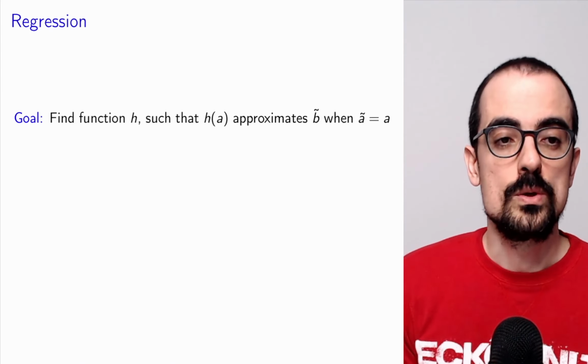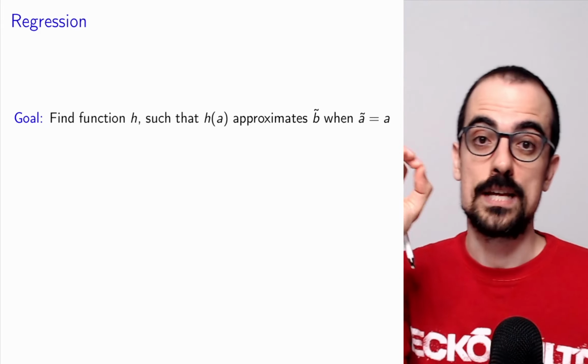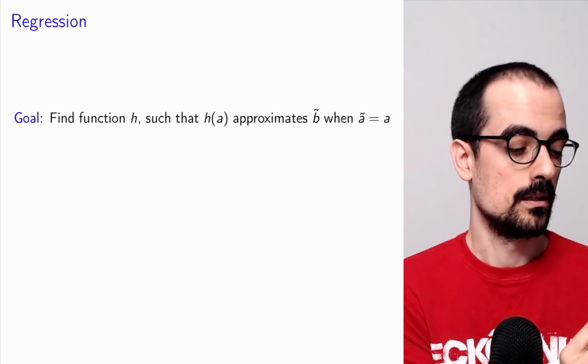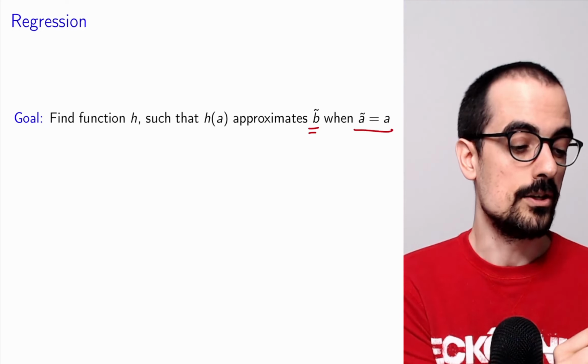In general, we want to find a function h that maps the values of the known quantity to estimates for the unknown quantity. Here, the unknown quantity is a random variable B, and the known quantity is represented by a random variable A, where we observe that it's equal to this value.